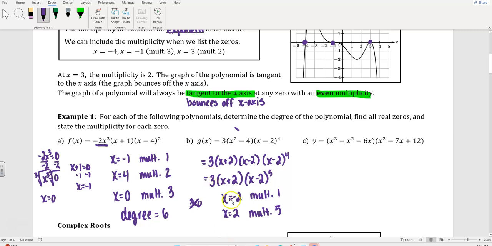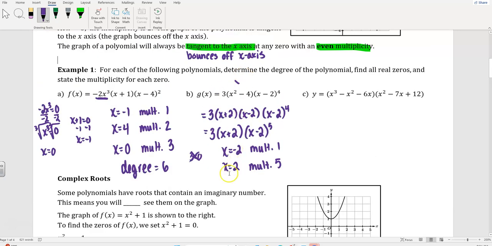So if I have this zero only counts 1 time, but this zero counts 5 times, then my degree here would be 6.